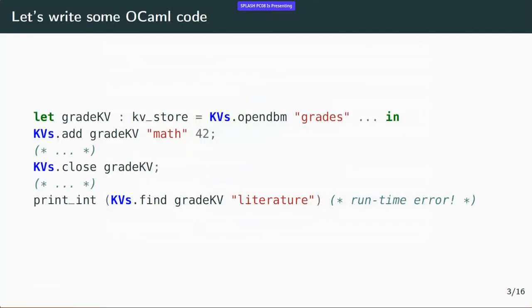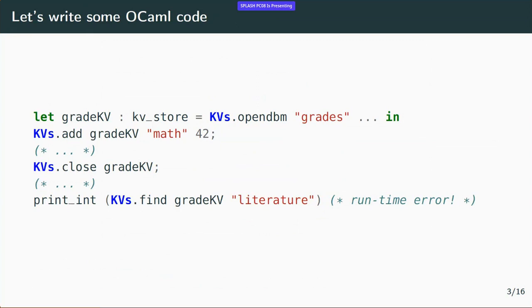But unfortunately, let's try to write some OCaml code. So here, in the first line, we're creating a connection with a key value store, which maybe contains some grades or something. Then we add some record to that. Then we're closing that. And then in the last line, later in the program, we are using that handle again and trying to find some entry.